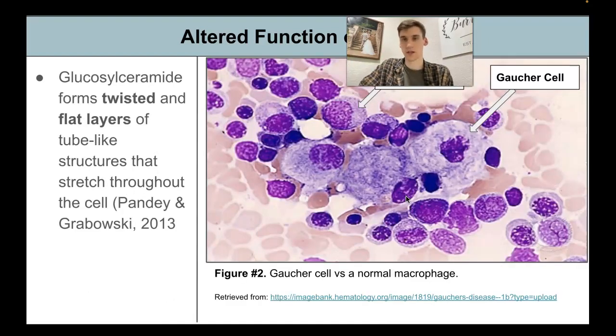On top of that, here is a picture showing a normal cell and a Gaucher cell. We can see in the Gaucher cell that this buildup of the glucosylceramide forms a twisted and almost spider-web looking network throughout the cell, and so that cell can no longer do its function. And you can see that it's much bigger too, right? It's swollen because we have that buildup of the substrate within.